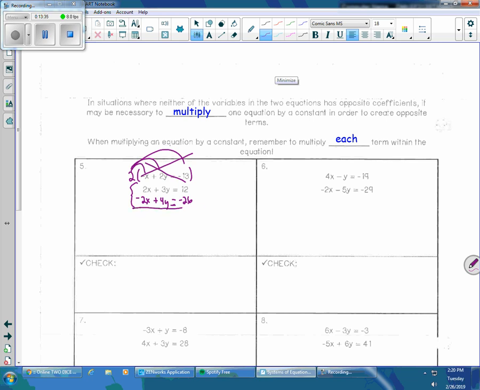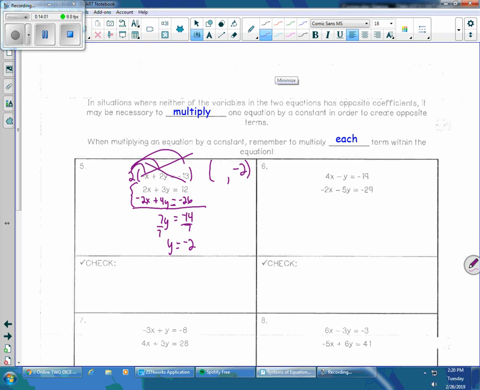So I'm going to add these 2 guys together. 2x plus a negative 2x is going to be a 0. But I've got 3y plus 4y, which is going to be 7y, equals 12 plus -26, which is going to be a -14. Divide both sides by 7, and y is going to be equal to -2. So I've got half my answer there.